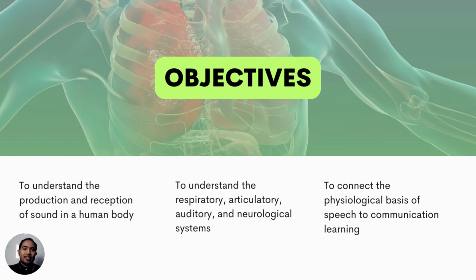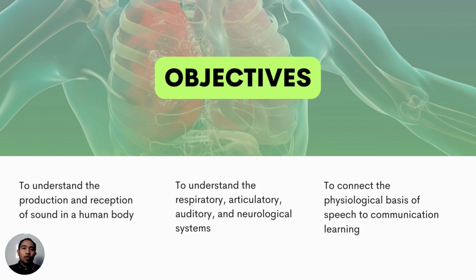So our objectives here are first to understand the production and reception of sound in a human body, and next to understand the respiratory, articulatory, auditory, and neurological systems, and finally to connect the physiological basis of speech, not just in speech correction, but also in communication learning.